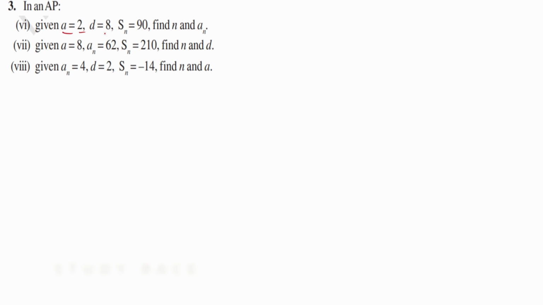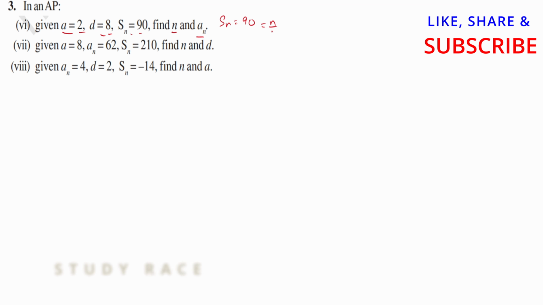Given a = 2, d = 8, and Sn = 90. So Sn is 90, and we have to find n and an. Sn is equal to n by 2 into (2a + (n - 1) into d). If I put the values, I will get 90 = n by 2 into (2a is 4, a is 2, then 2 into 2 is 4, plus (n - 1) into d, which is 8).